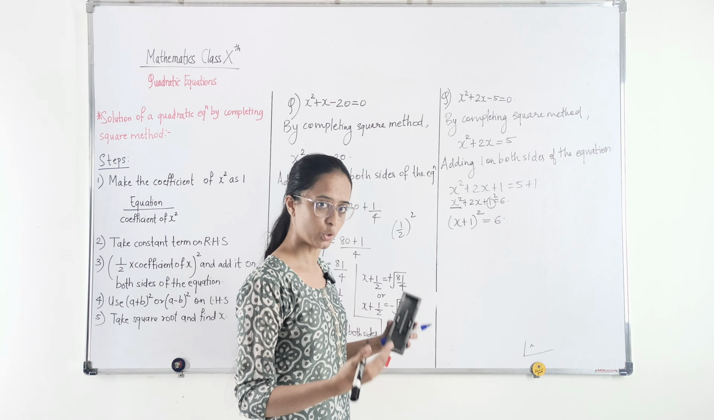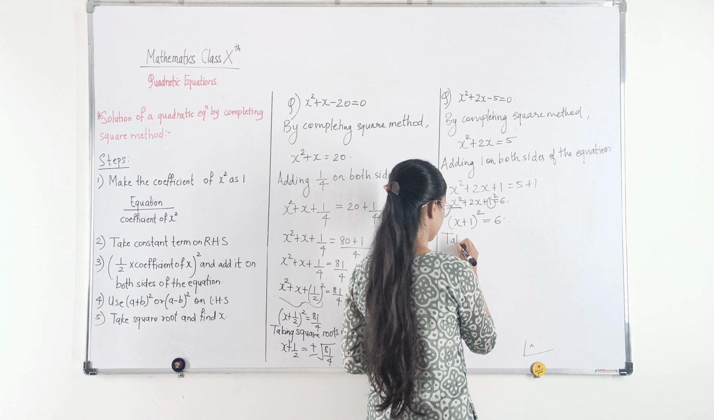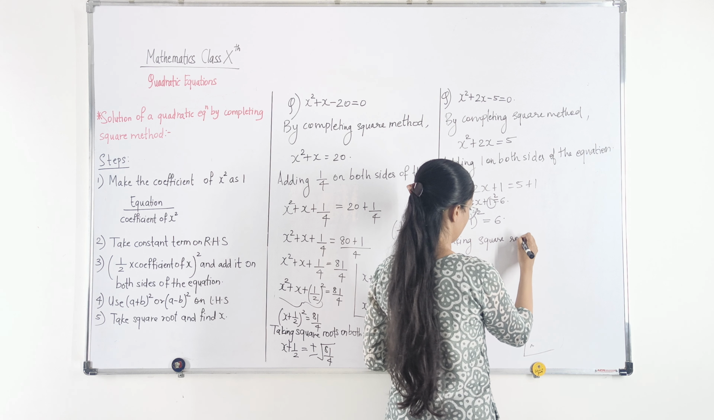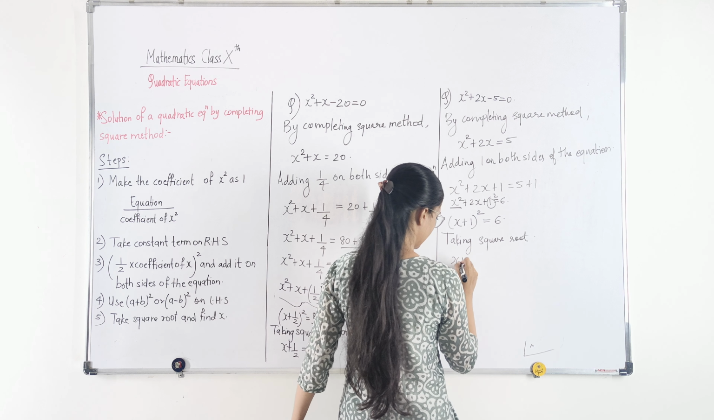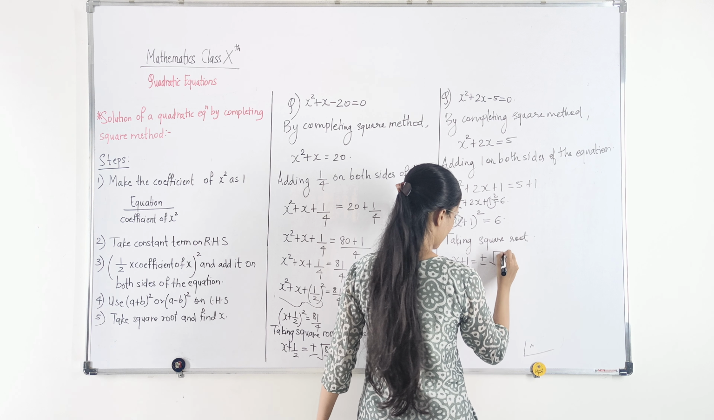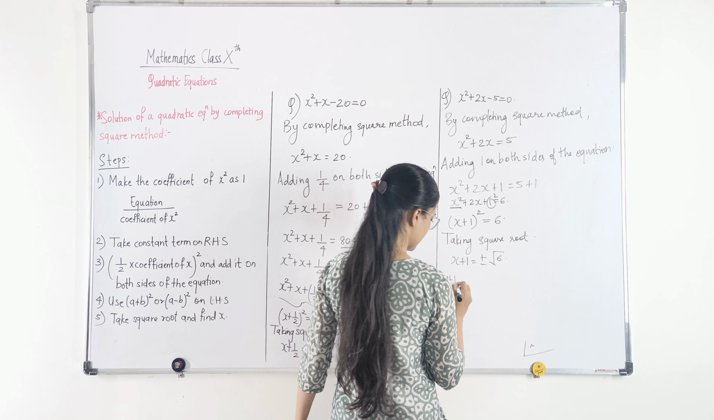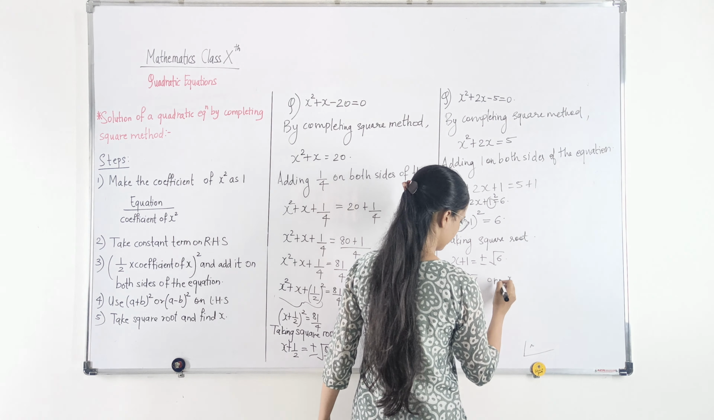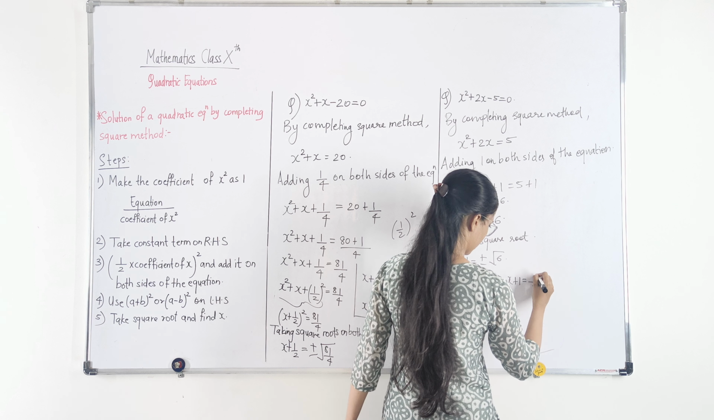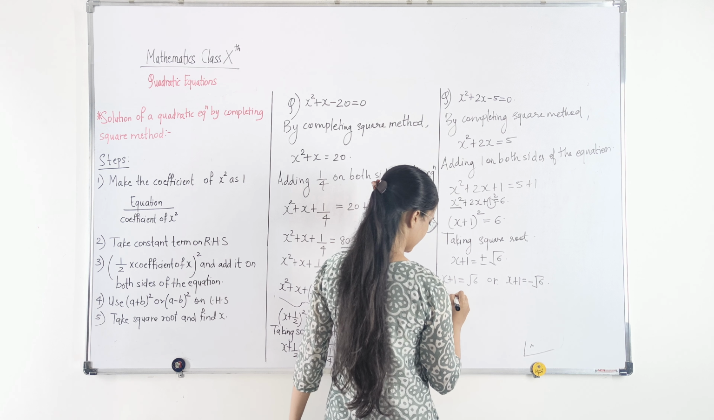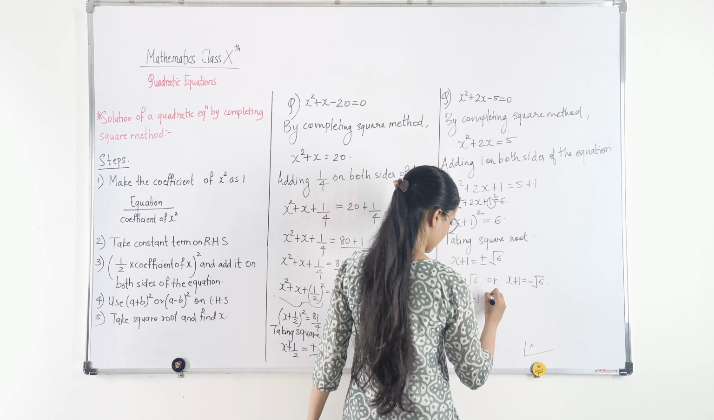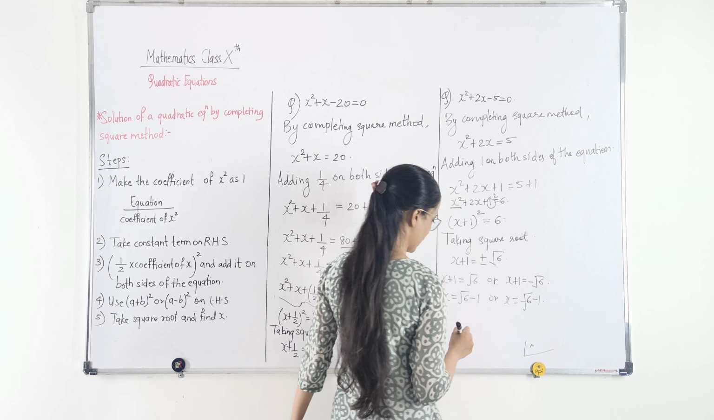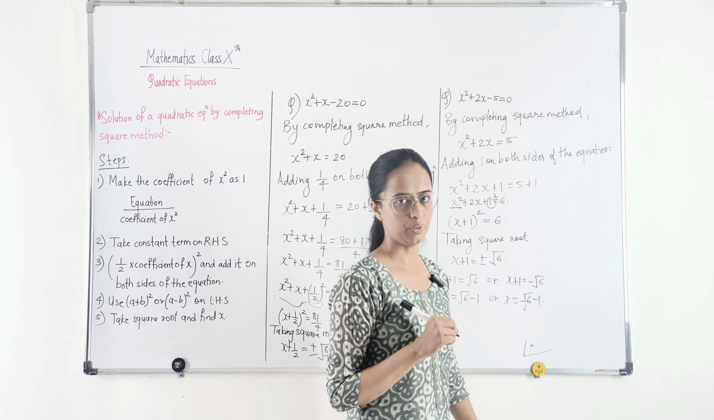Now last step is to take the square root. So taking square root, your square and square root gets cancelled, and on the right hand side we get under root of plus and minus 6. So what we get is x plus 1 equals to root 6, or x plus 1 is equal to minus root 6, which implies that your x is equal to root 6 minus 1, or your x is equals to minus root 6 minus 1. And this is the solution for the given equation.